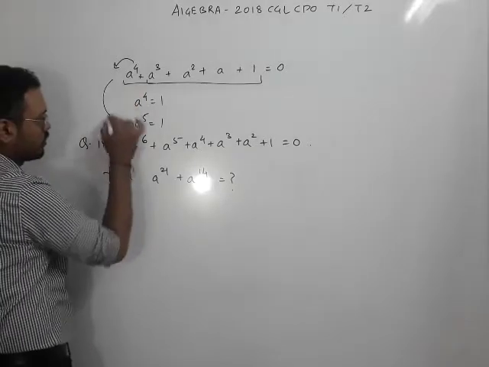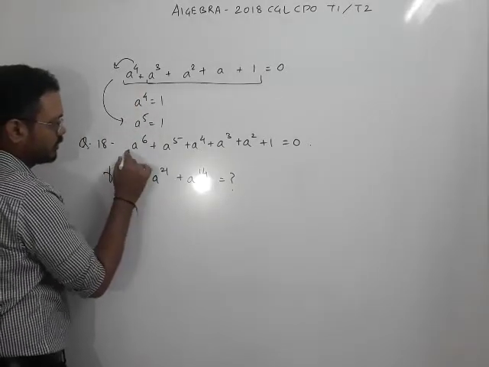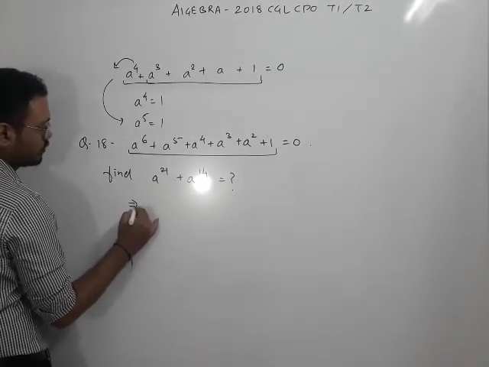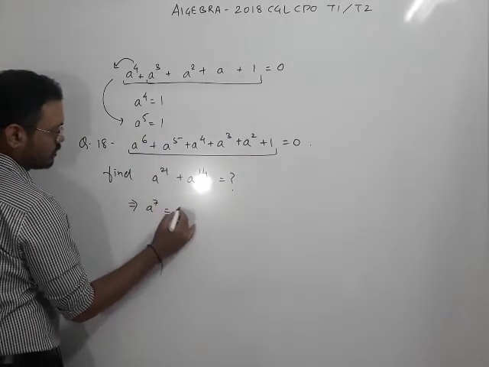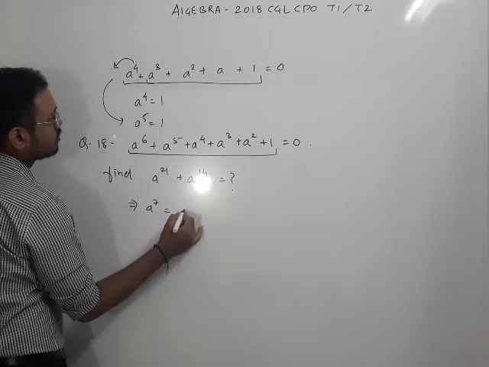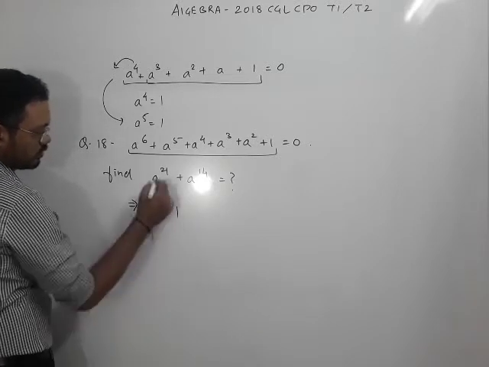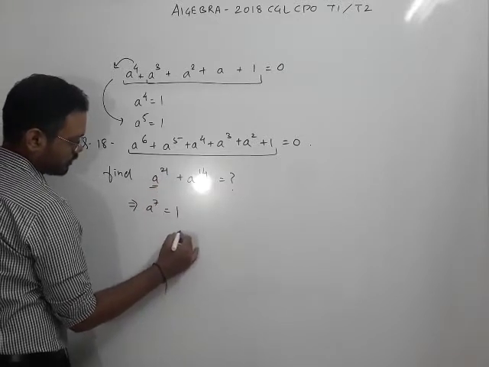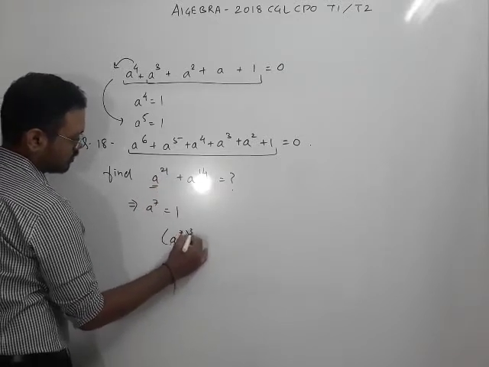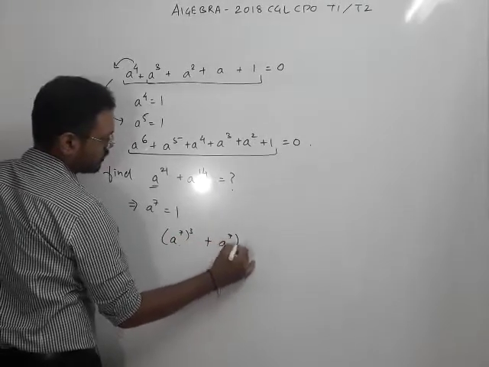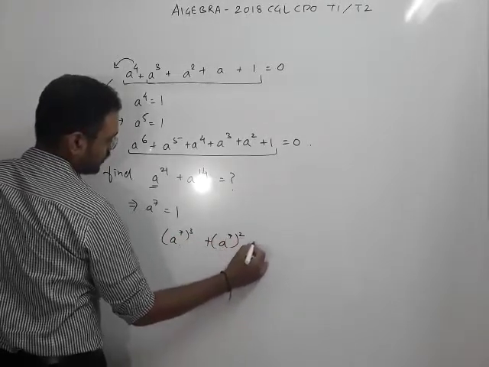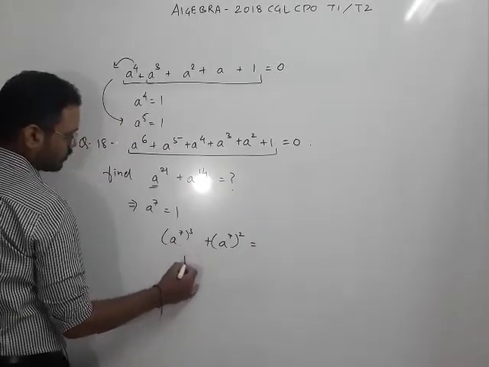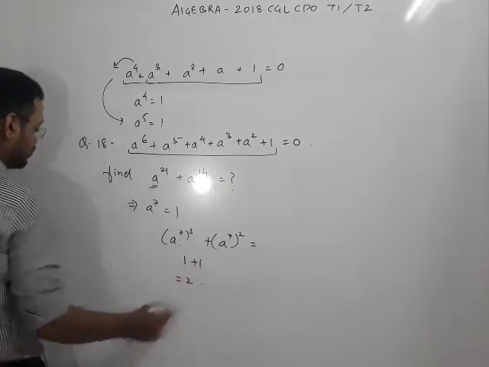Now since you know this logic, you can apply it here. Till here it is given as 0, which means a raised to 7 is going to be 1. So what is this going to be? A raised to 7 whole cube plus a raised to 7 whole square. It is going to be nothing else but 1 plus 1, which is 2. Alright.